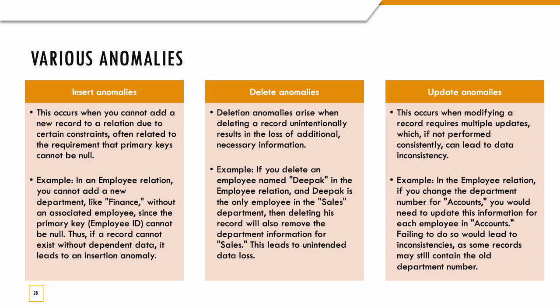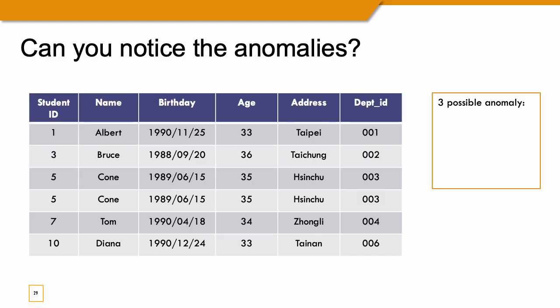Now let's check your understanding. In this table, we have some columns which describe the details about the student, like their name, birthday, age, address, department ID, and also the student ID, of course. And this table is not normalized, and there is definitely a chance of anomalies being present in the table.